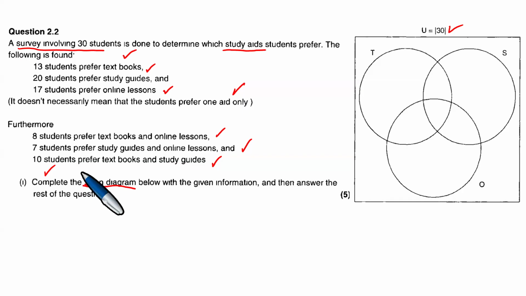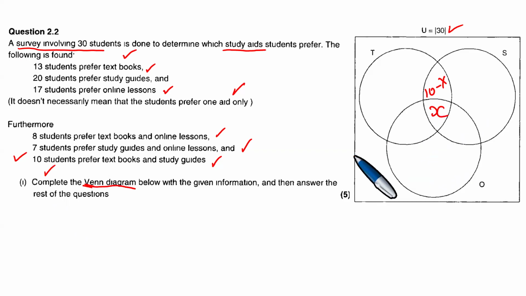So now, if you look at this particular question, we need to complete the Venn diagram. So let us put X in the middle. For those students that prefer textbooks, study guides, and online lessons, we put X. And then we reason that if 10 students prefer textbooks and study guides, it's 10. So here we're going to put 10 minus X, so that 10 minus X plus X will give us exactly 10.